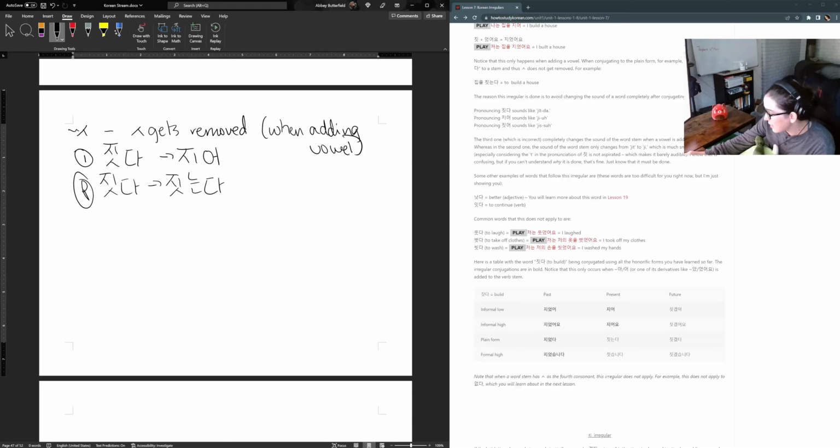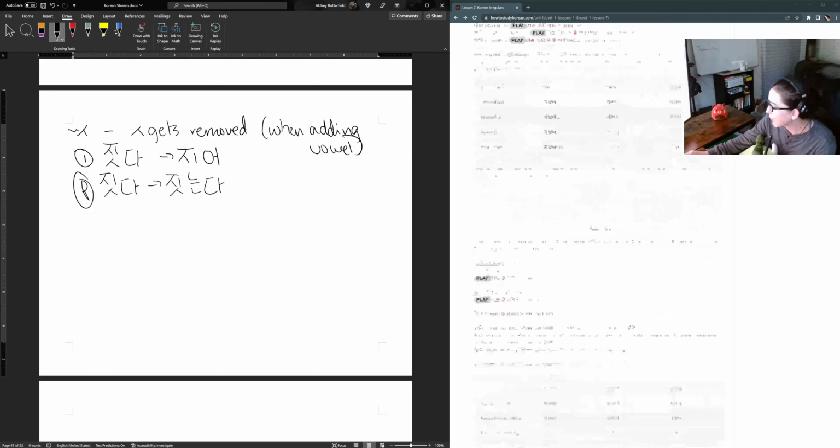So obviously when you're using formal, since you're adding 습니다, you don't have to take the S out. It'd be 짓습니다. Because you're not adding a vowel, you're adding a consonant. So there you go. The more you learn.